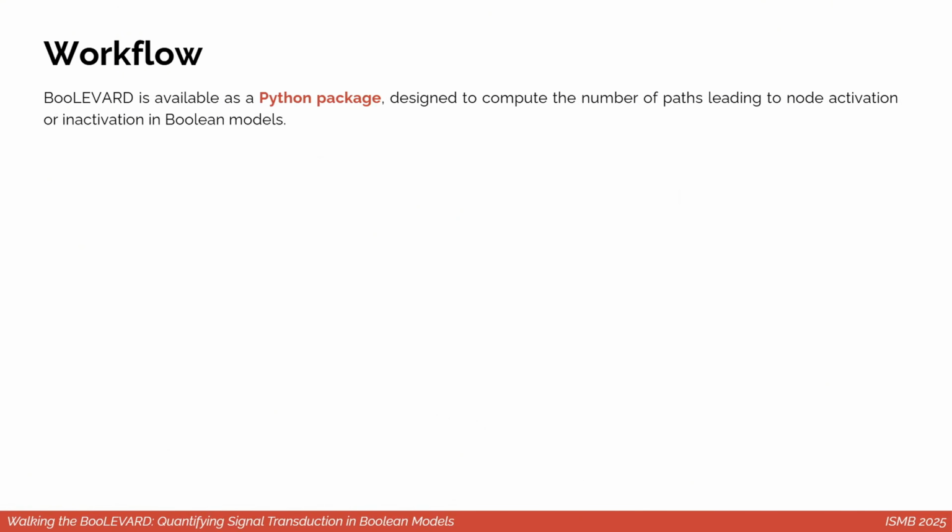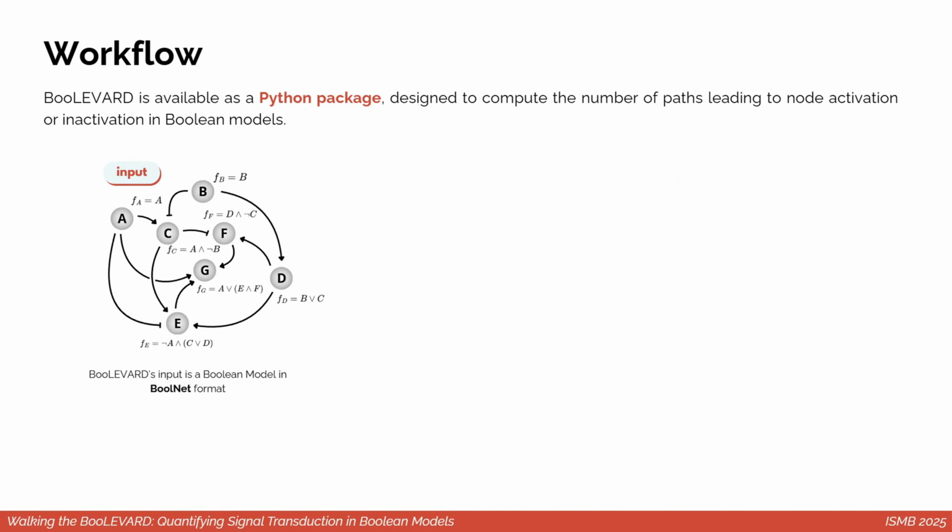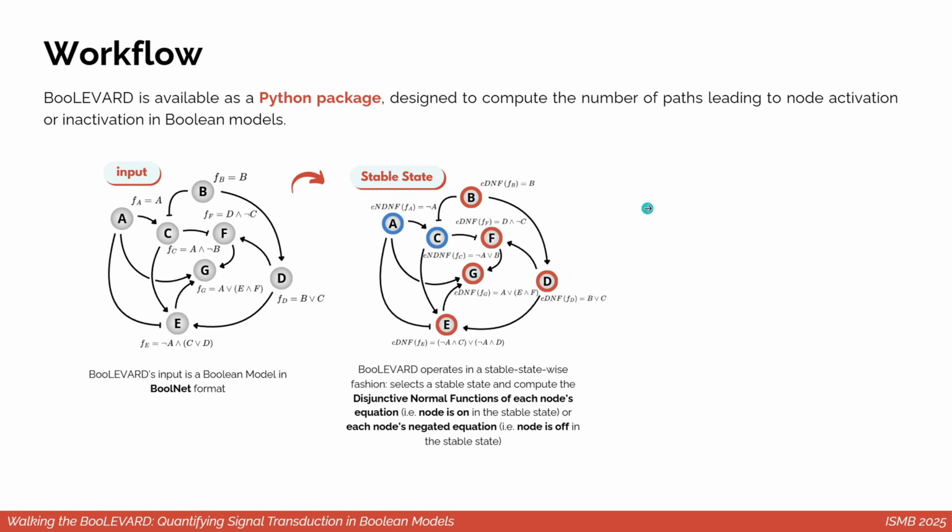As I mentioned earlier, BooLEVARD is available as a Python package designed to compute the number of paths leading to node activation or inactivation in Boolean models. BooLEVARD's input is a Boolean model in the standard Boolean format. In this example, we see a Boolean model integrated by 7 nodes and 10 interactions, of which 2 are negative and 8 are positive. BooLEVARD operates in a stable state-wise fashion, and the user can choose whether to run it across all stable states reached by the model or to select specific stable states.